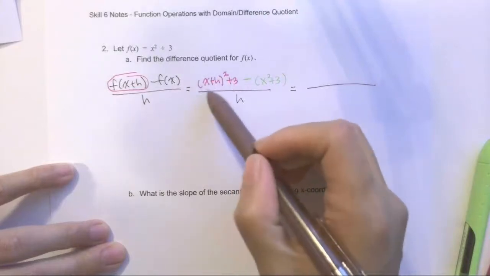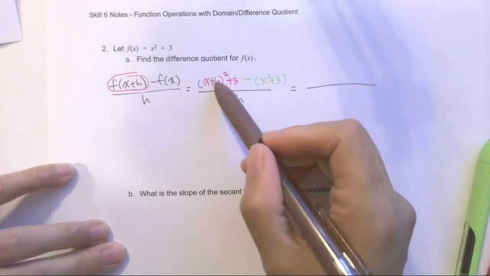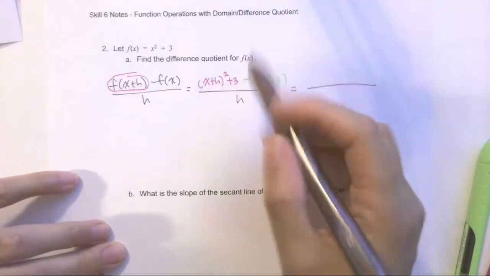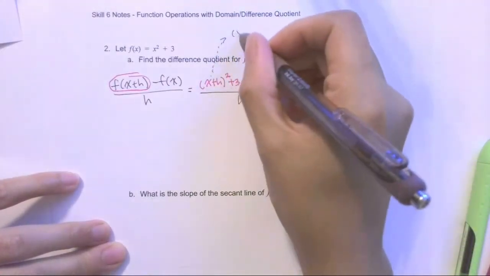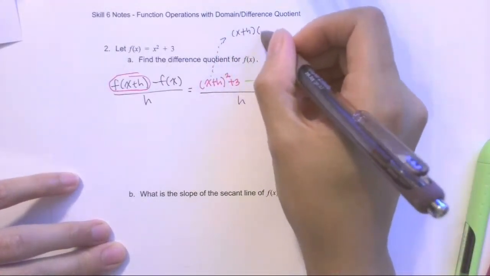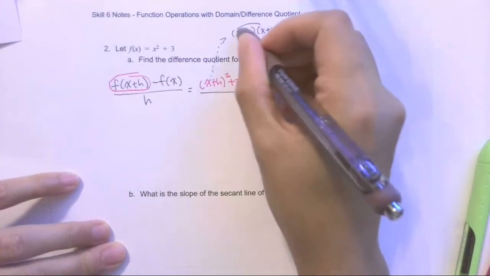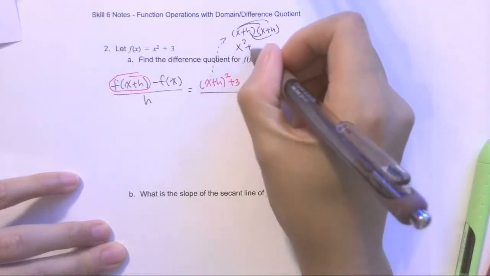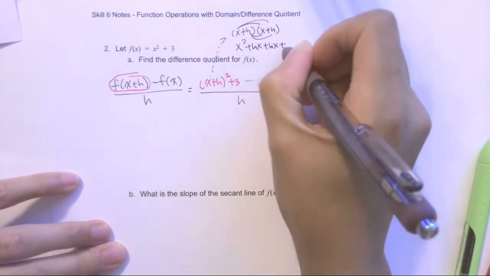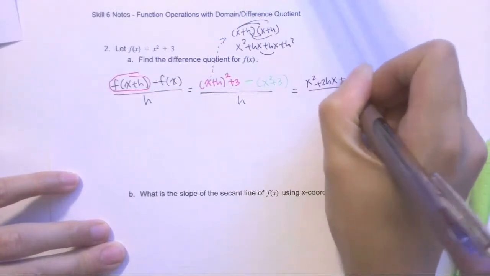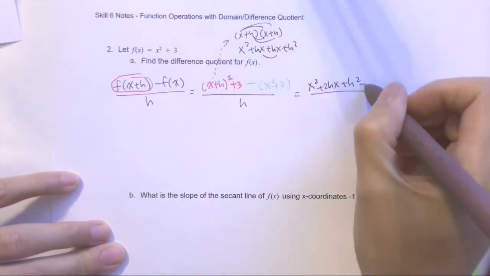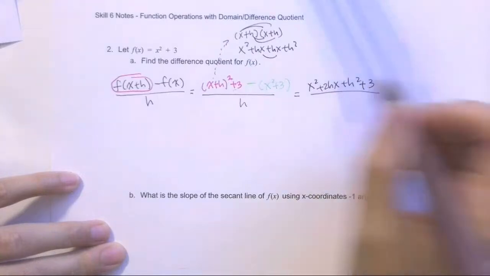How do you find x plus h squared? Some of you just want to distribute the square in it. That's like the worst crime you can do. Well, there are worse things, but what should you do? You need to write it out twice. x plus h times x plus h. Distribute it. Combine the like terms to get x squared plus 2hx plus h squared plus 3.